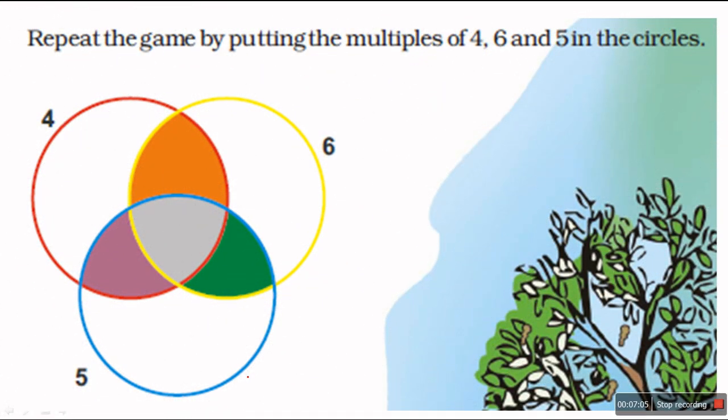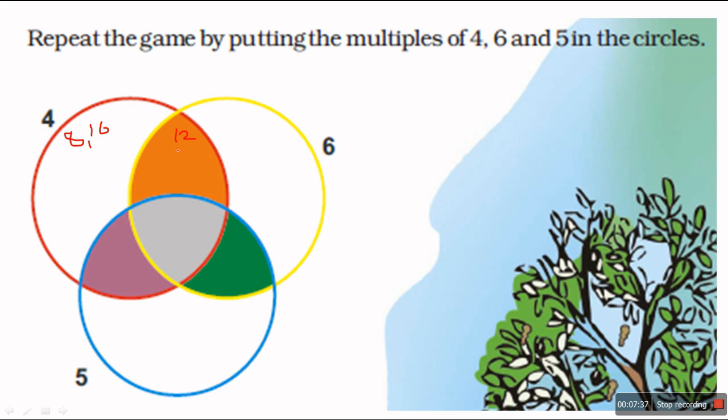Repeat the game putting the multiples of 4, 6 and 5 in the circles. Now we have three numbers. We can have common multiples of three numbers. Let us start with 4. 4 2s are 8, 16. We have 12. 4 3s are 12 and 12 is a multiple of 6 also. So 12 will come here. 12 will be common to 4 and 6. So multiples of this will be common to 4 and 6.